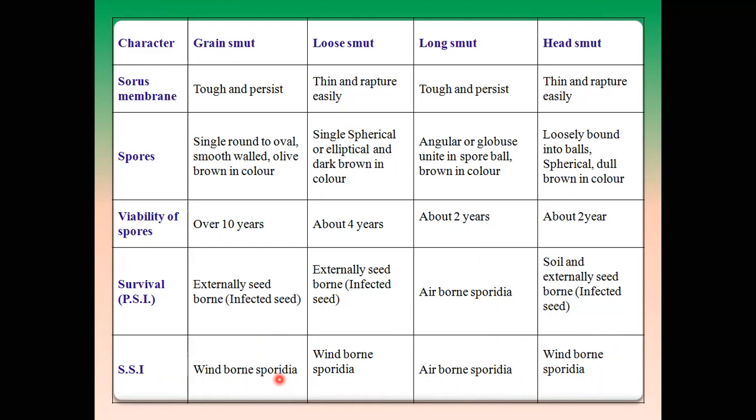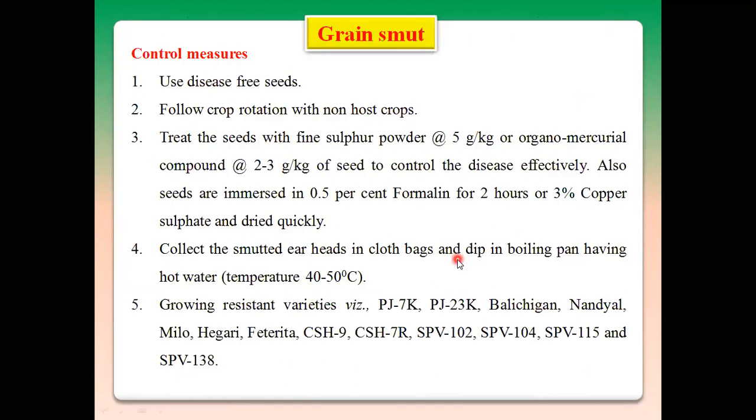So these are the general characters in different points of the grain smut, loose smut, long smut and head smut. Okay. So this is the basic information about symptom, causal organism, etiology, disease cycle and perpetuation. Then the last point is control measures, means how to control this whole type of the smut seen in sorghum.